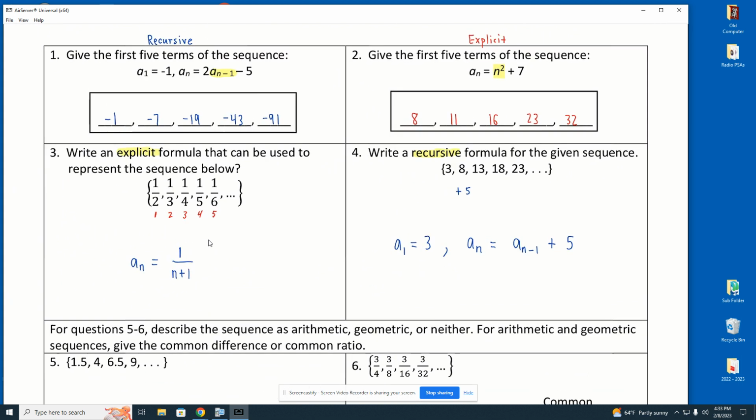Now, I know when we were doing this lesson, we had some pretty hard ones. I'm not going to put a hard one on the test. They'll be just as simple as this. If you think them through, you shouldn't have any issues.